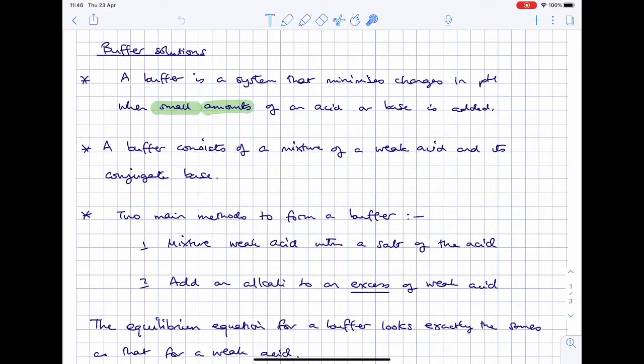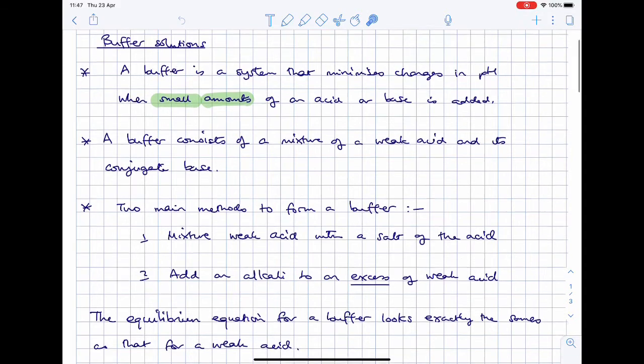So how does a buffer work? Well, a buffer is really a mixture of a weak acid and its conjugate base. And the weak acid you choose is dependent on what pH you want to buffer, and we can look at that another time. But for today, let's look at how a buffer works.